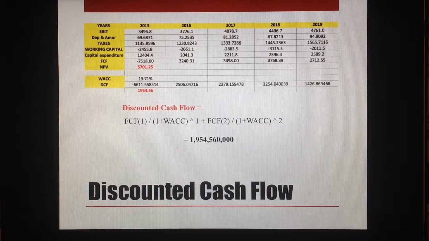Then I calculated the discounted cash flow, which is by using this formula: free cash flow of year 1 divided by 1 plus the WACC to the power of 1. All of this plus the free cash flow of the second year divided by 1 plus the WACC to the power of 2. My discounted cash flow was 1 billion for the 5 years when I added all the years.